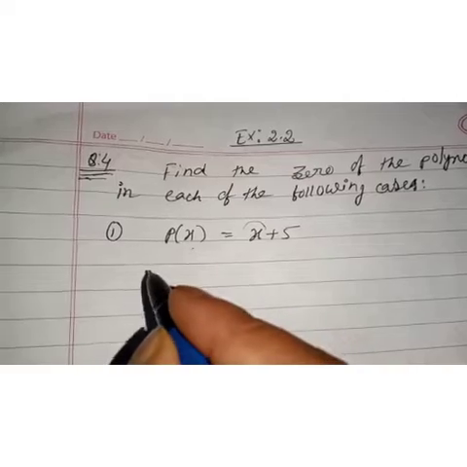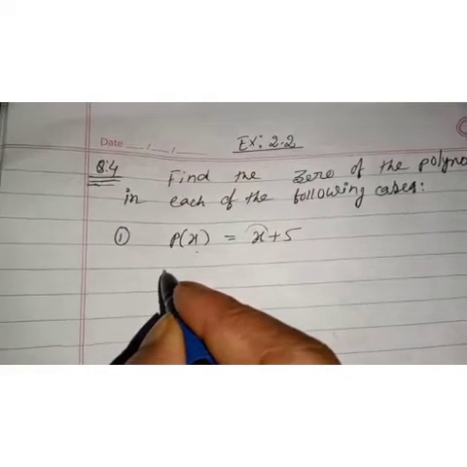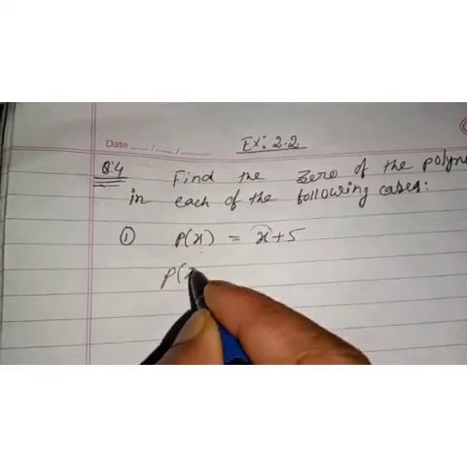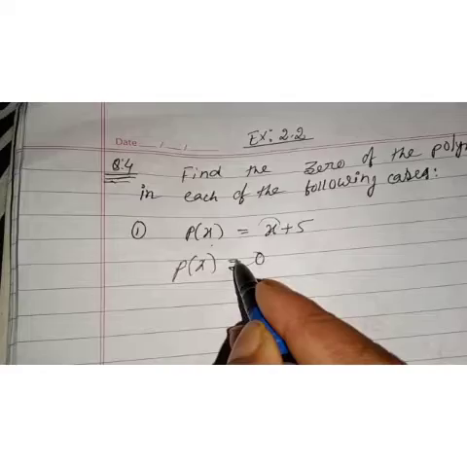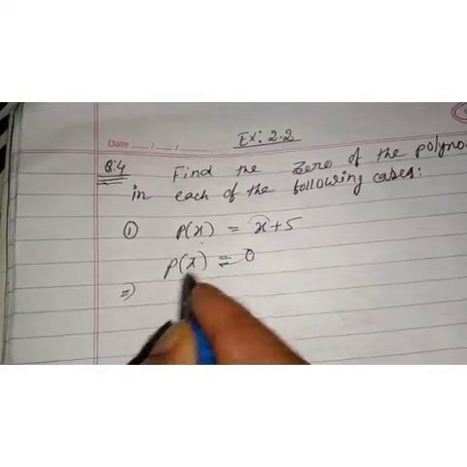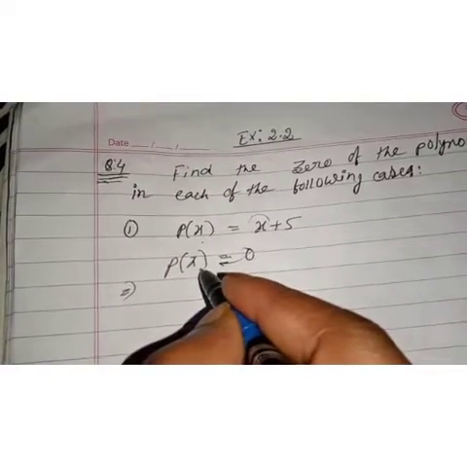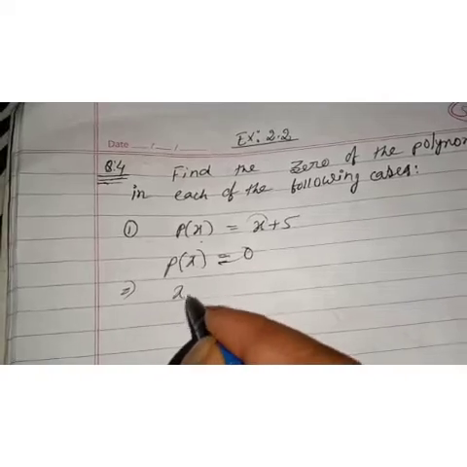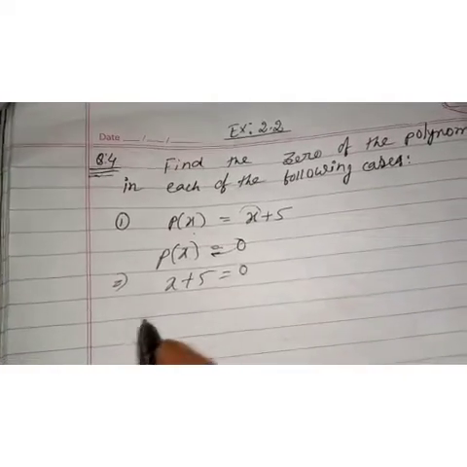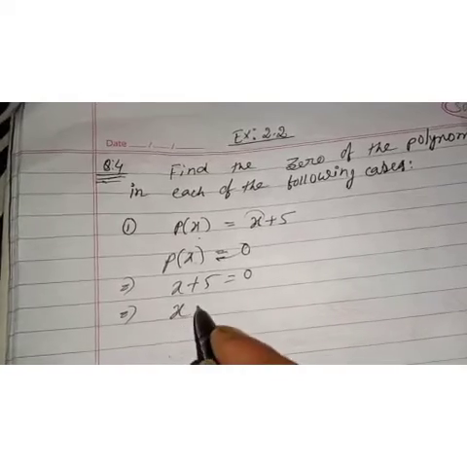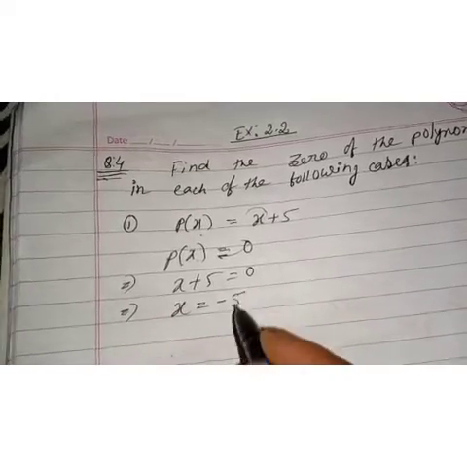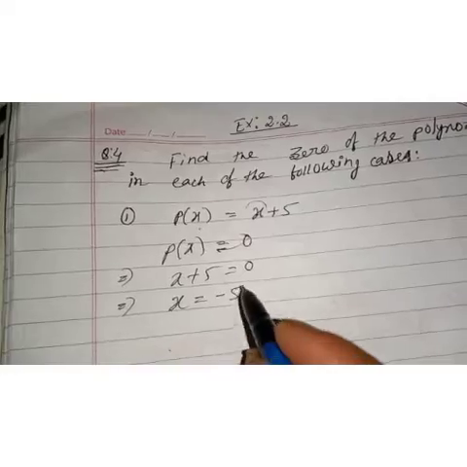So here you write like this. Assume that p(x) equal to 0. If p(x) is equal to 0, what is the value of p(x)? x plus 5, right? x plus 5 is equal to 0. So if you transfer 5 to the right hand side, then x is equal to minus 5. Now minus 5 is the 0 of p(x).